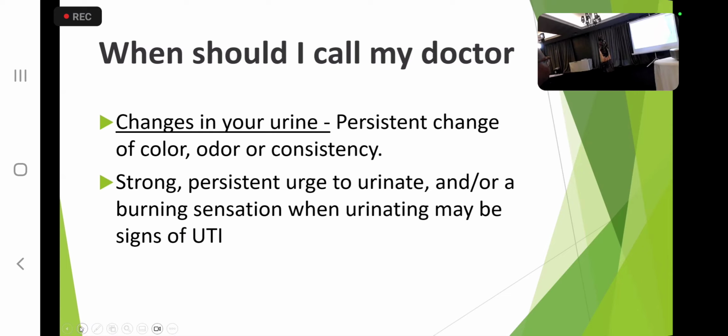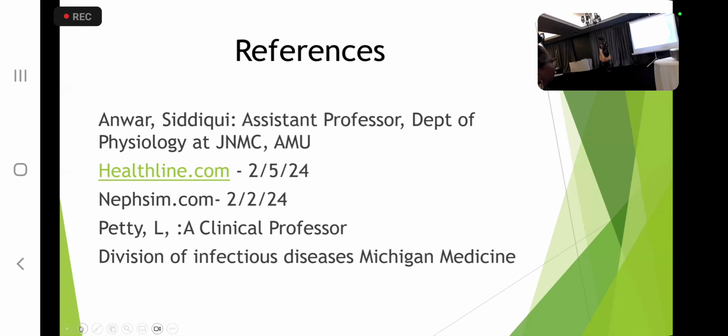When should I call my doctor? We know ourselves, you know how you feel. You smell your urine and you smell a bad odor. You see a color that you know is not your normal color. You go to the bathroom more often, you have itching, whatever it is. Nobody knows you better than yourself. So when you experience anything unusual, call your doctor.